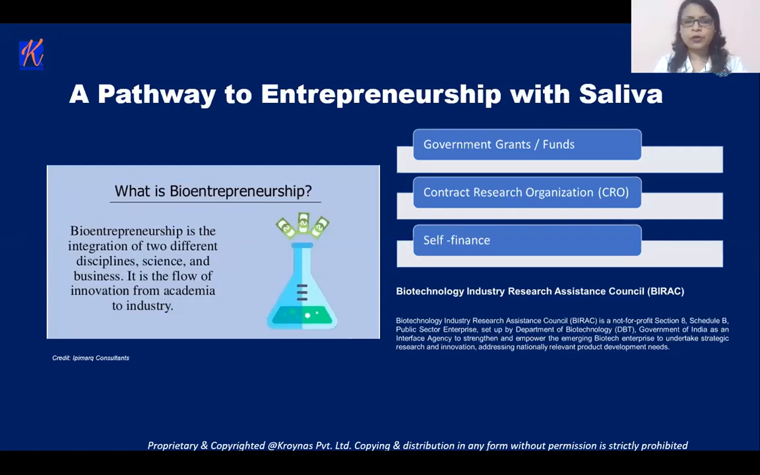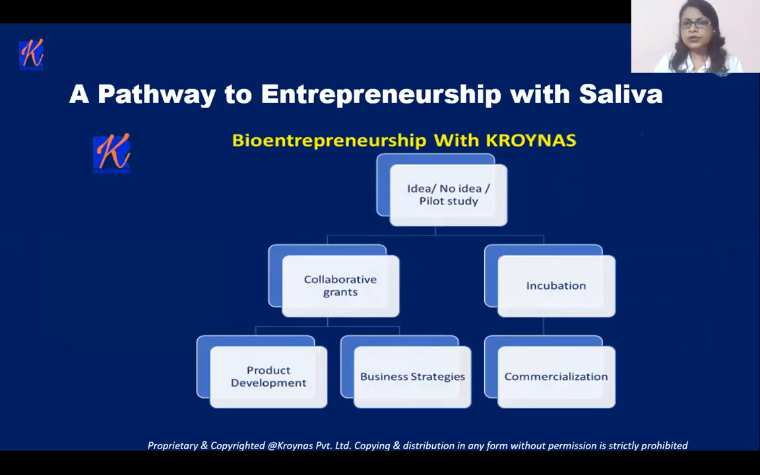And there is a whole process. It takes a little time, you need patience, but that's nothing. Everything has a protocol, so you just have to follow the protocol. And with us, if you want to come into bioentrepreneurship, most welcome. We help you to come up with collaborative grants. If you have an idea, if you have no idea, if you have done a small pilot study, from any stage, we can take it up.